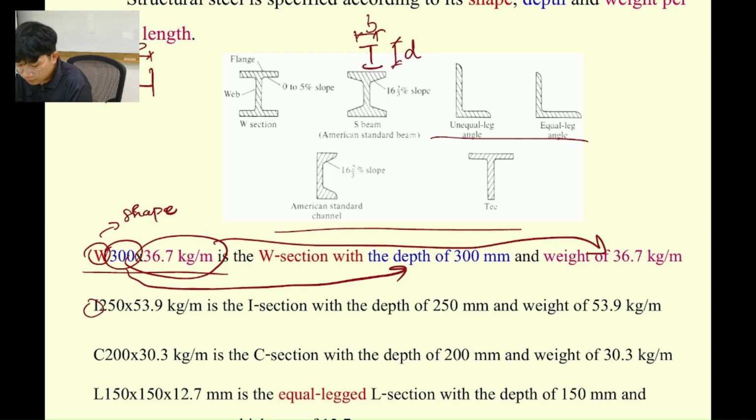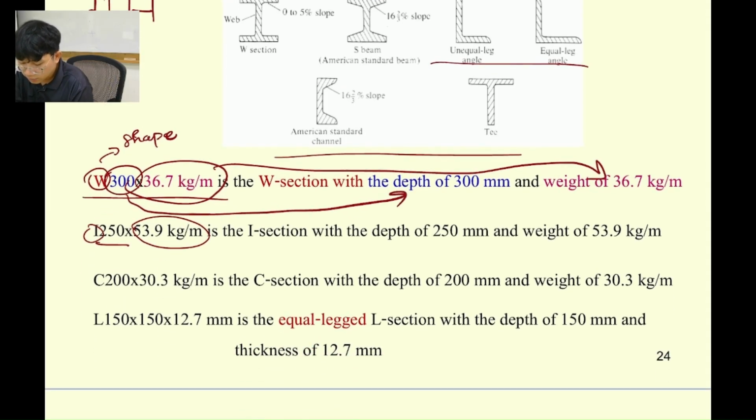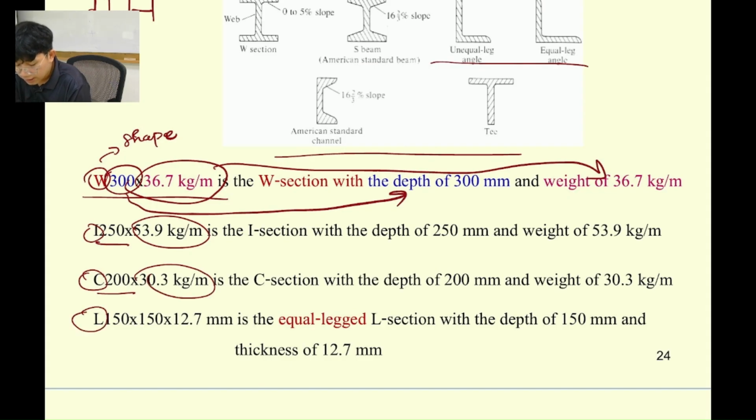Similarly to I, we have depth and then we have weight. And for C, we have the depth and then we have weight. And then for L, we have the depth and then width and then also the thickness. And sometimes they also provide the weight over here. It depends on the draftsman.